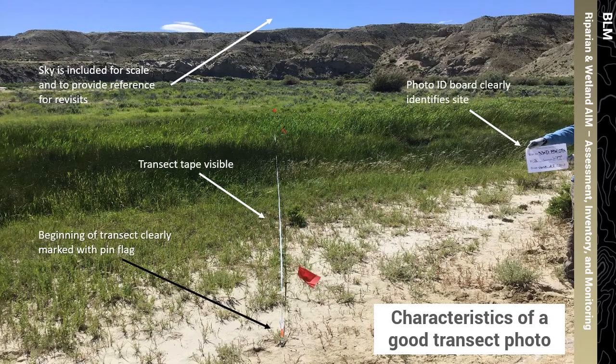This photo shows all the characteristics of a good photo point. The photographer is standing at least 16 feet away and in line with the azimuth to ensure the transect tape is clearly visible within the plot. The start and end of the transect is marked by flagging that makes the entire transect length visible within the photo. The photo board is written clearly so the site is easily identified and the person holding the board is not within the photo frame. The sky is also visible and creates a nice horizon to provide scale of the plot and to identify monuments or landmarks as references for site revisits.